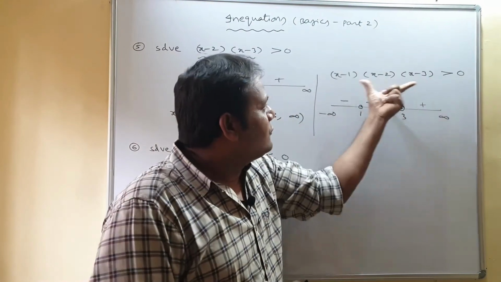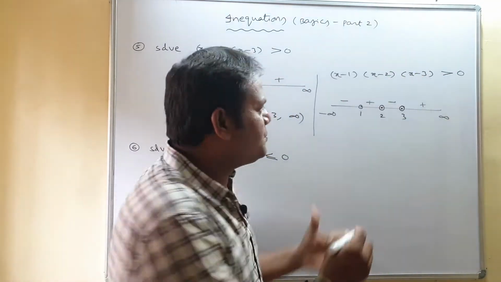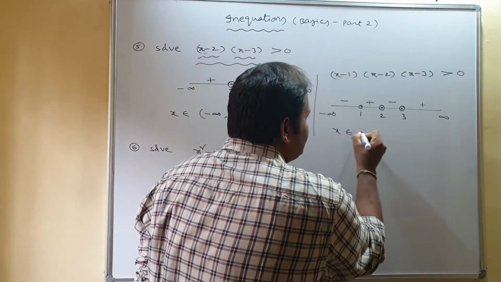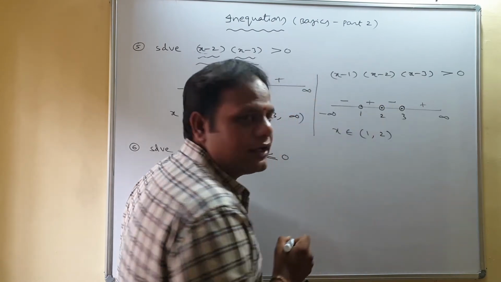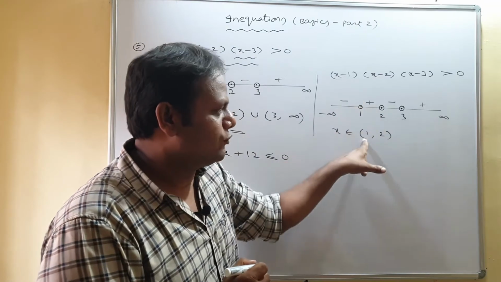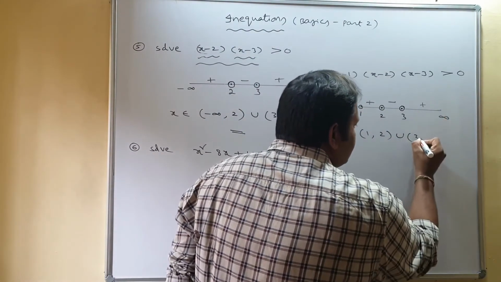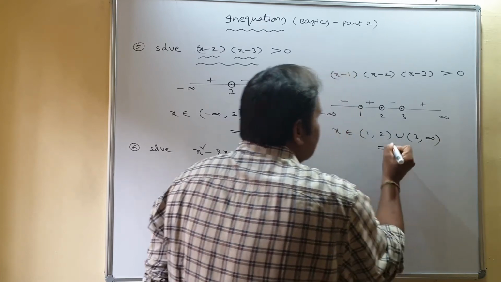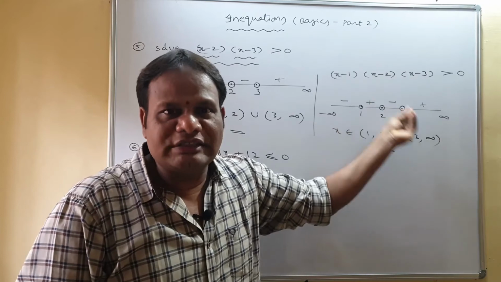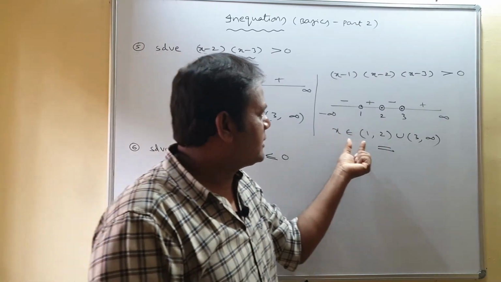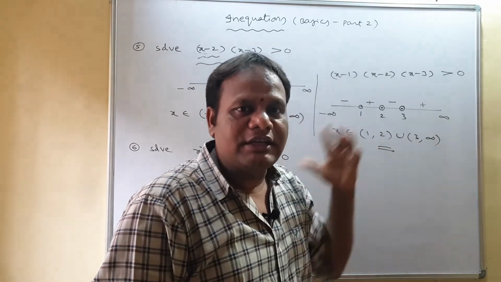What we want? We want where it is positive, greater than 0. Yes, where it is positive. So x belongs to where it is positive: between 1 and 2, with 1 and 2 not included, so blank circles, open interval, union 3 to infinity. So the solution to this inequation is x belongs to the open interval (1, 2) union the open interval (3, infinity).